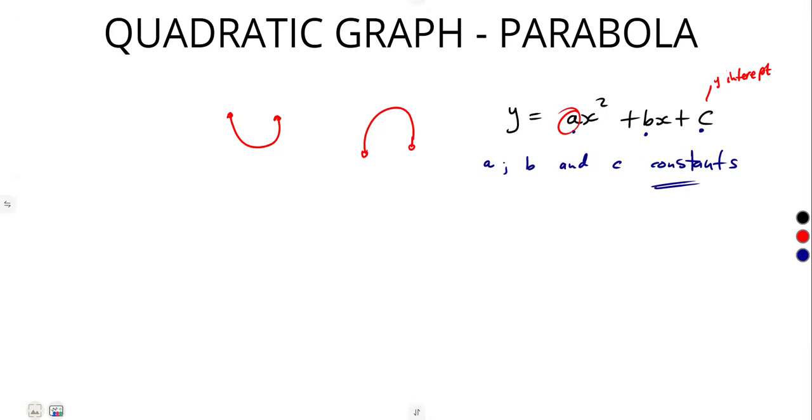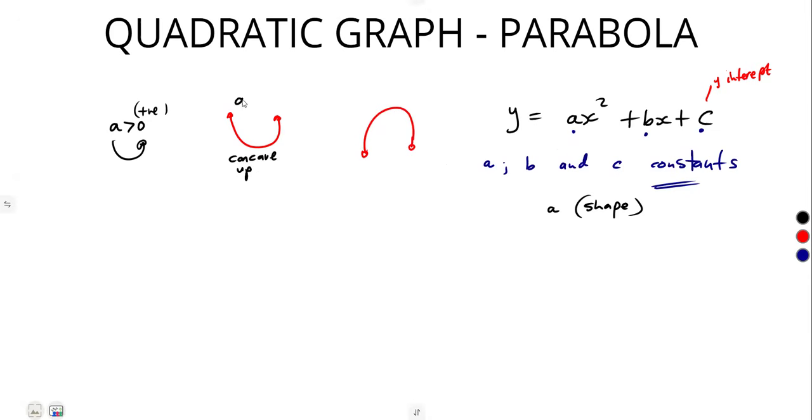This a here is for the shape. So a is simply used for the shape. When a is greater than 0, that is, positive, your graph is going to look like this, which is concave up, going up like this. It is facing up. It is concave up.